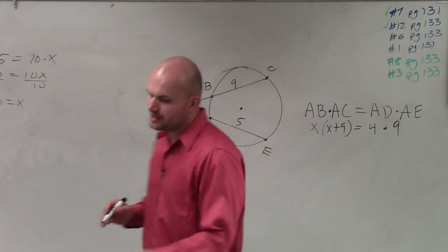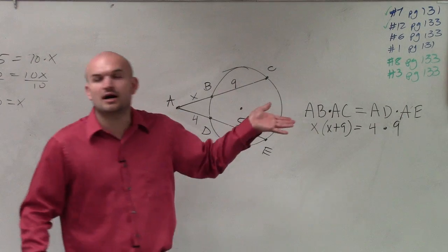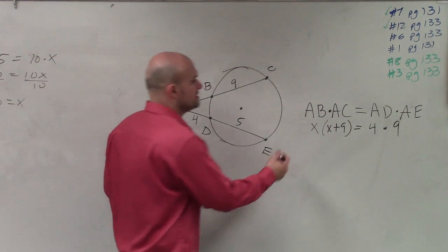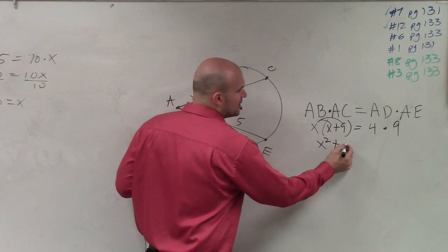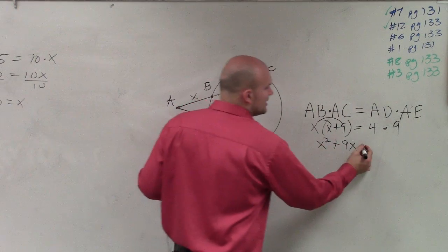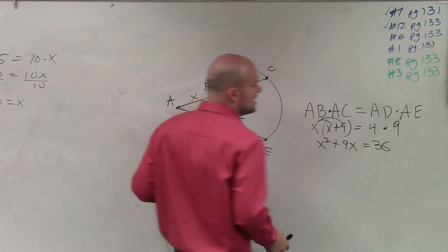Now, remember, Shayla, when we're doing this, we're going to apply the distributive property. So when Shayla does that, she simply just multiplies both those terms here. So I get x squared plus 9x is equal to 36.